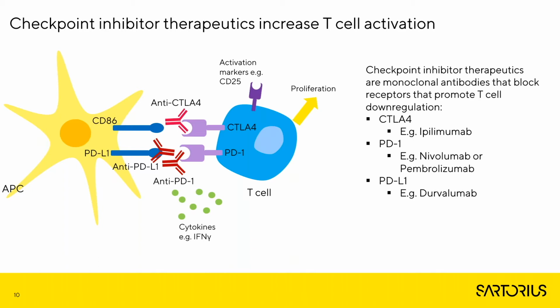In blocking these interactions, checkpoint inhibitor drugs act to take the brake off of T cells, leading to enhancement of their activation response, which in turn should lead to an increase in their ability to kill tumor cells. Often, several of these drugs with different target proteins are used in combination to induce a synergistic effect on T cell response.